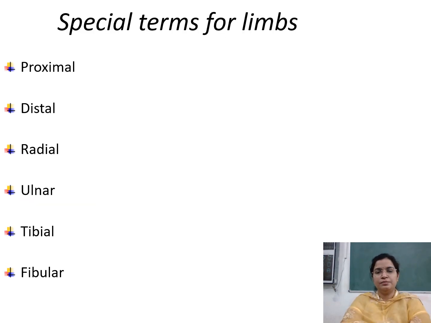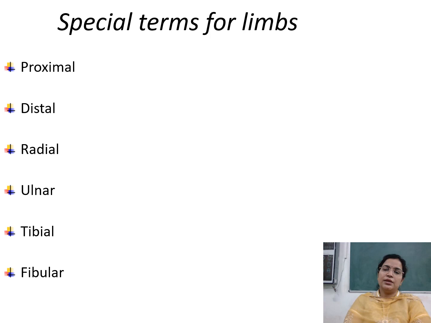Now which are the special terms for the limbs? What is proximal, what is distal, what is radial, what is ulnar, tibial and fibular? So proximal is anything which is close towards the axis of the body. Distal is away from the axis of the body.